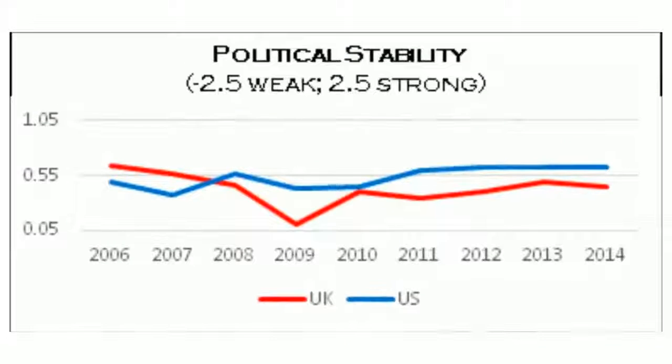The United Kingdom has a weaker political stability when compared to the United States. The United Kingdom suffered during 2009 with a long recession represented by the severe drop in the political stability graph. Please note that in 2016, it has dropped again due to the Brexit.